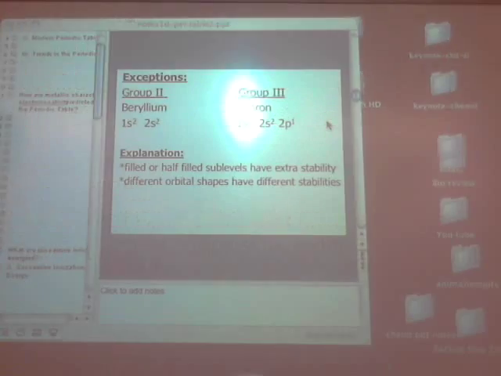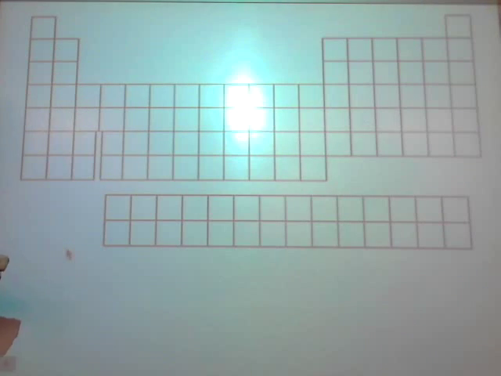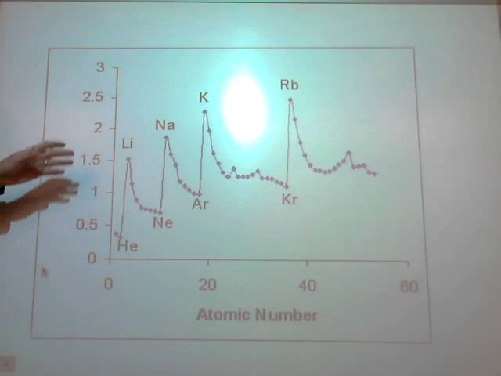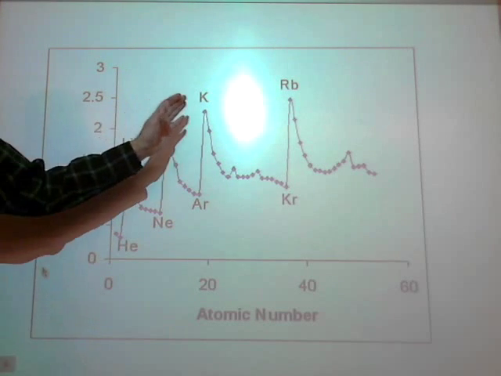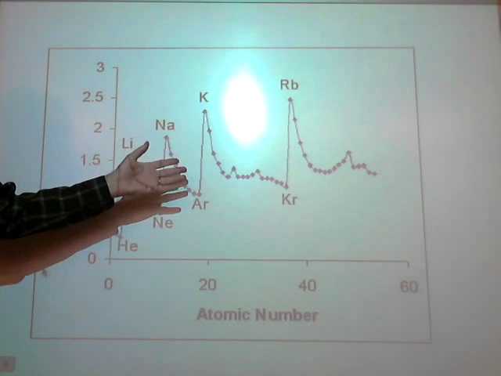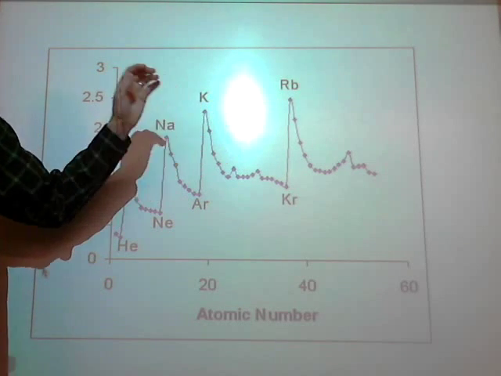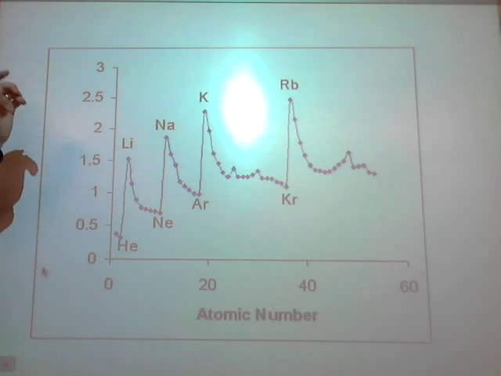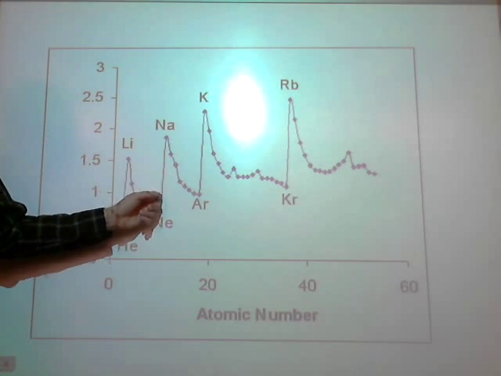All right, so real quick, you're going to see on your worksheet, you're going to have about 15 minutes to do this, which is plenty of time. You're going to see on that worksheet questions with graphs like this, where I'll ask you to interpret which trend it is. What does it do across a period? What does it do down a group? If I ask those questions, you've got to know where the period and the group are. You've got to be able to do that.